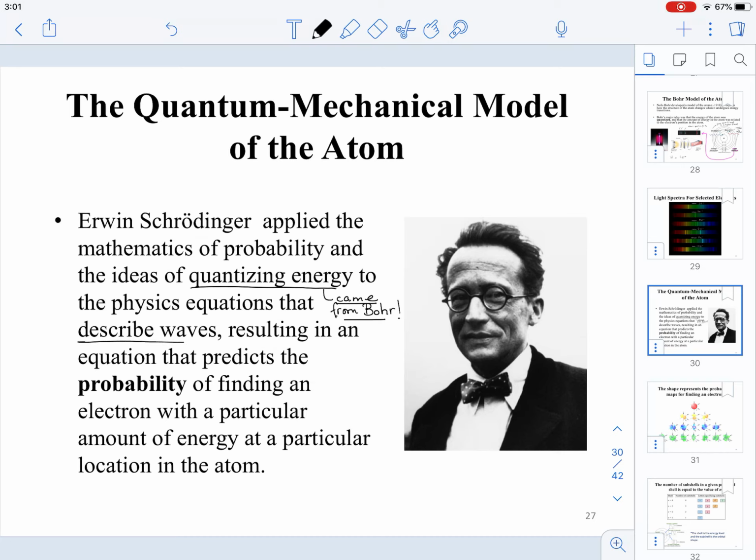So he developed a set of equations that predicted the probability of finding an electron with a particular amount of energy at a particular location in the atom. And to date, we still use Schrödinger's equations to understand the position of these electrons in these atoms. Okay? So now let's talk about these probability equations.